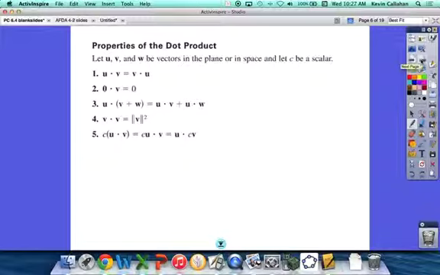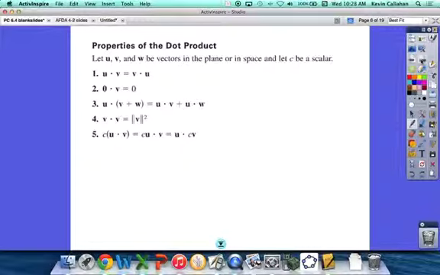So the properties of dot products are: u dot v, that's how you say it, u dot v equals v dot u. So the dot product is, what's the name of that property? Order doesn't matter. It's commutative. Dot product of vectors is a commutative property. The zero vector dotted with a vector equals the scalar 0. What product does that kind of look like? The zero product of multiplication, in a way.